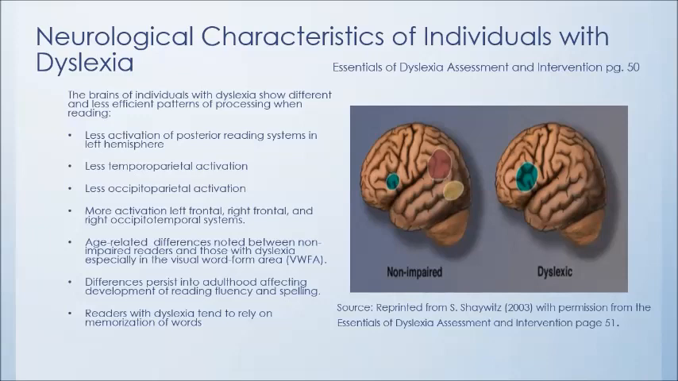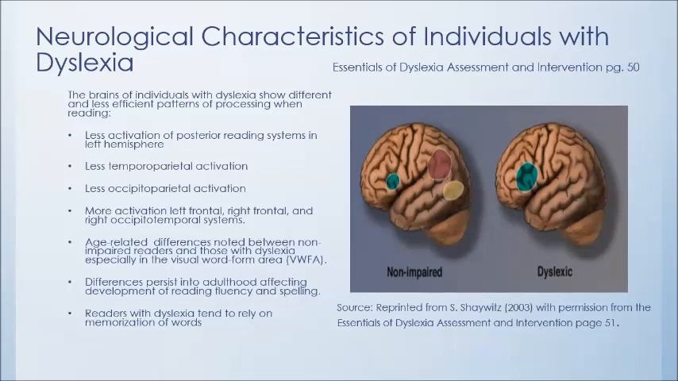As you can view in this illustration here, it indicates that non-impaired children have 3 domains that they use for reading. However, a dyslexic child focuses on one of those areas. So it indicates that there is less activation on the posterior reading system, left hemisphere of the brain. It also indicates that less temporoparietal activation is noted and less occipitoparietal activation is noted.